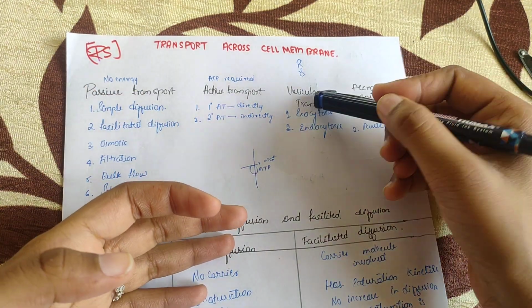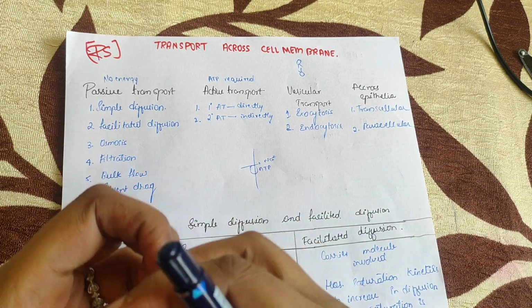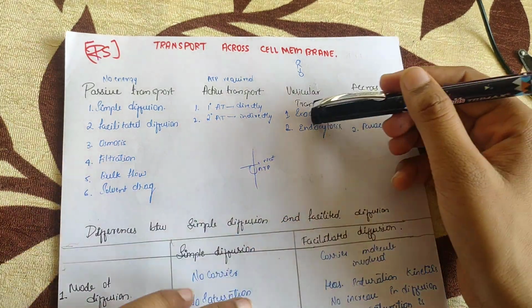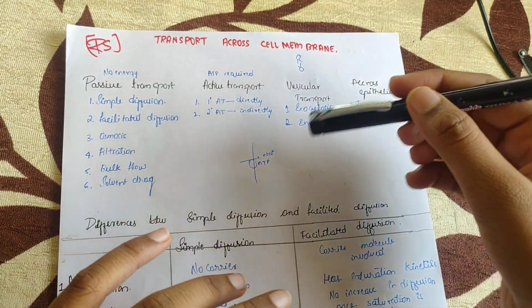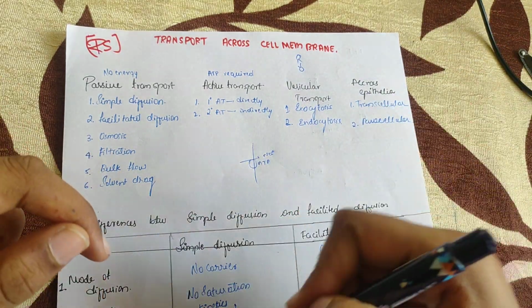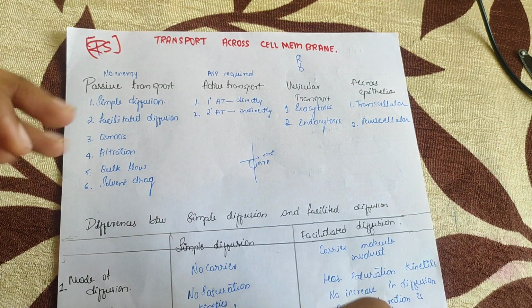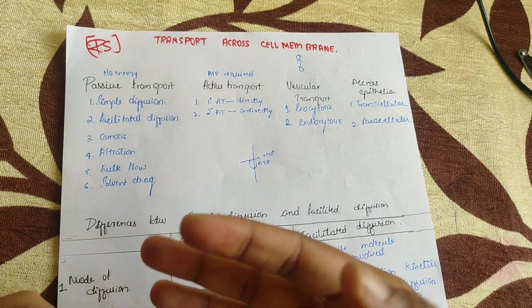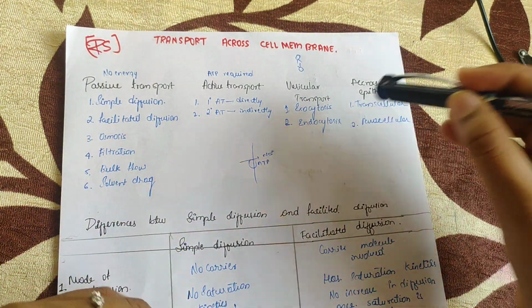It involves the formation of vesicles, and then the release. For exocytosis, the example will be neurotransmitter release, and for endocytosis, the example will be phagocytosis. During phagocytosis, endovesicles will be formed, and then the proteolytic enzymes are released from the lysosomes, and they degrade it.